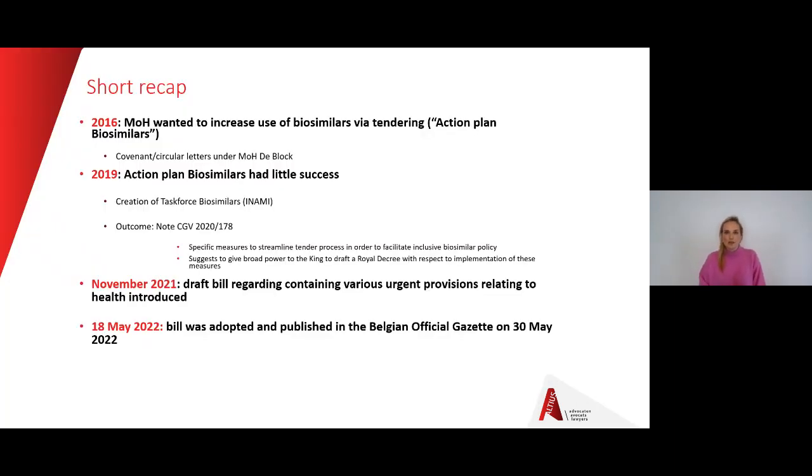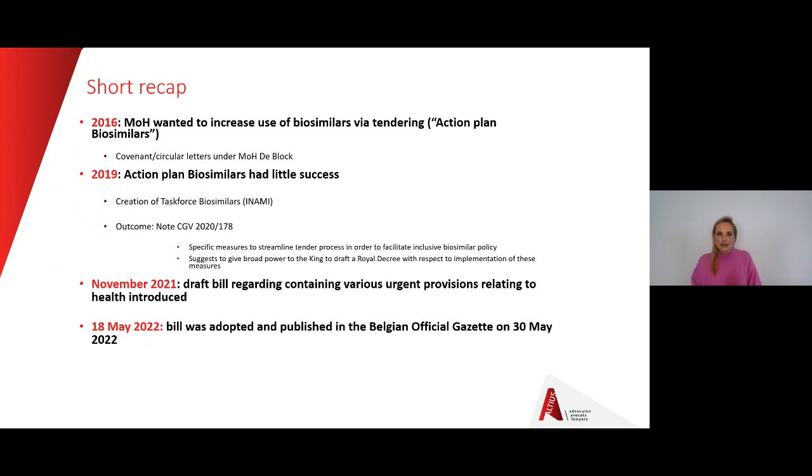So what is it about? I'm going to give a short recap. In 2016, the Minister of Health, who was Maggie De Block at the time, wanted to increase the use of biosimilars via public procurement. And it was launched as the Action Plan Biosimilars. There were covenants and circular letters issued at the time. But let's face it, after a while, it seemed that the circular letters and the covenant had little success.